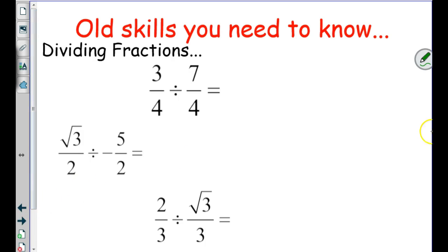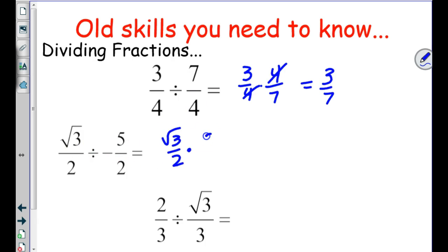All right, before I go any further, real fast, commercial break. How do you divide fractions? So 3/4 times 4/7. Because they had the same denominator, you ended up with 3/7, okay? Because these were the same, you wound up with 3/7. So this question, square root of 3/2, if you flip the second one over, these divide out, and you end up with square root of 3/-5 because they had the same denominator. Because that's going to happen when we do it on our unit circle in a second.